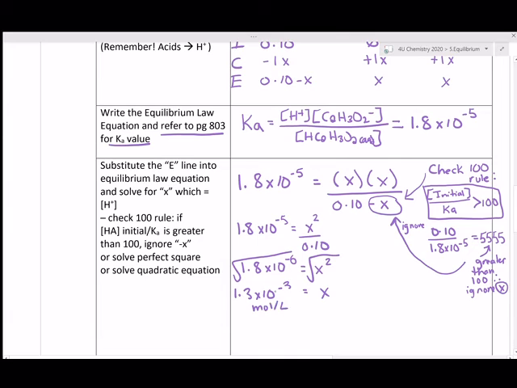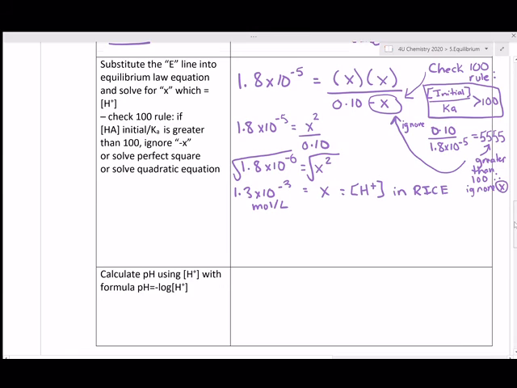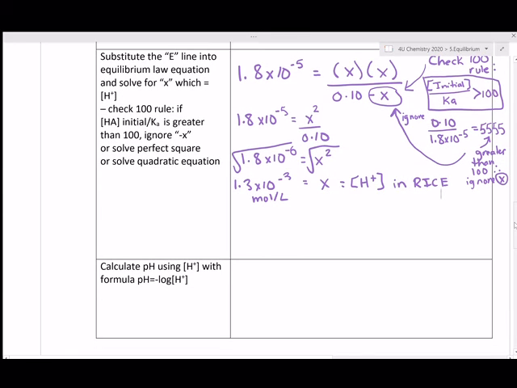And x is actually in moles per liter, right? Because everything in the rice table is actually in moles per liter. So that is x. Look back to your rice table. X is also the hydrogen ion concentration. So we've now solved for a value of x. And the final step is figure out the pH, because that's what the question asked for. So pH is the negative log of the hydrogen ion concentration, which you practiced last lesson.